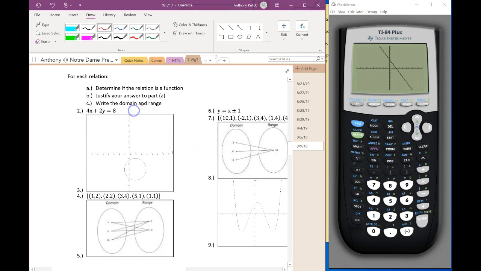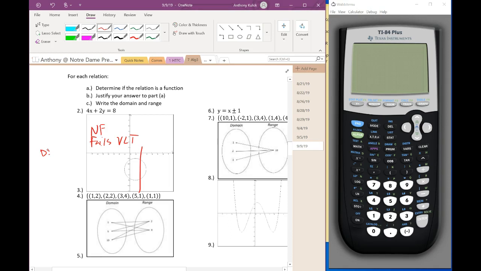Now let's look at 3. 3 is the graph below. Is this a function? No. Why not? Okay, good. So if you write fails VLT and draw some vertical line that's intersecting more than once, that's good enough for me for justification. Let's do the domain and range now.